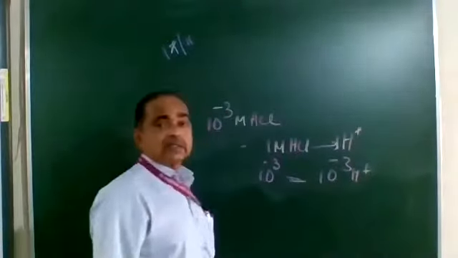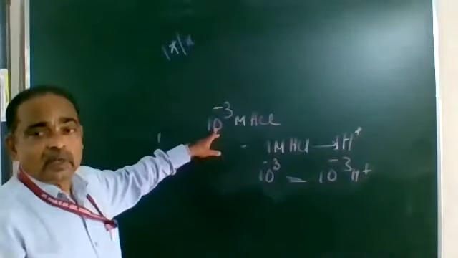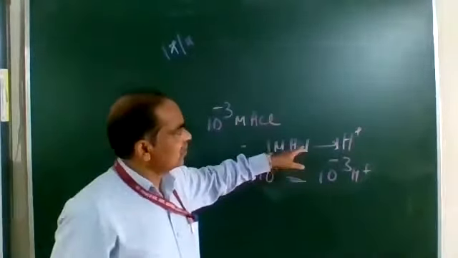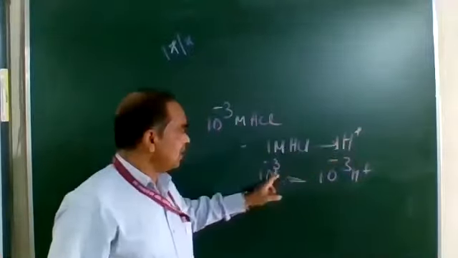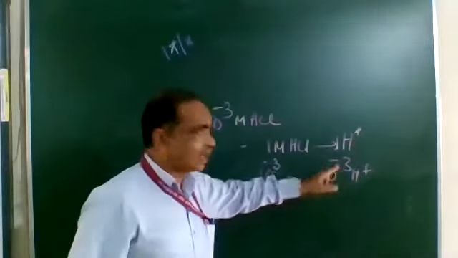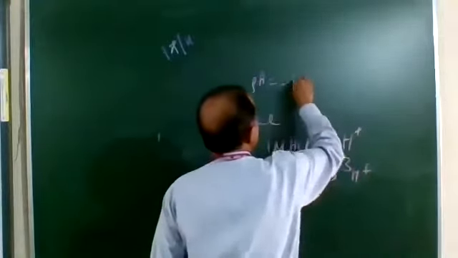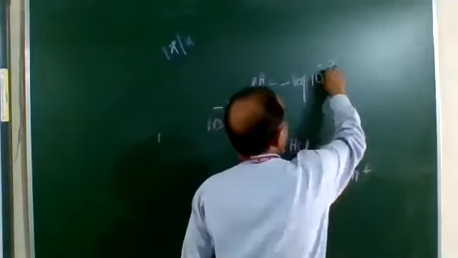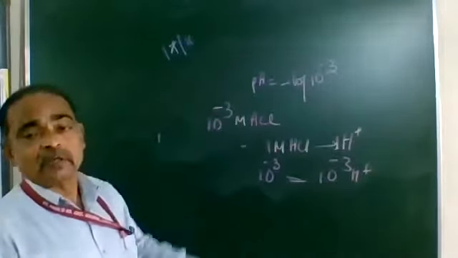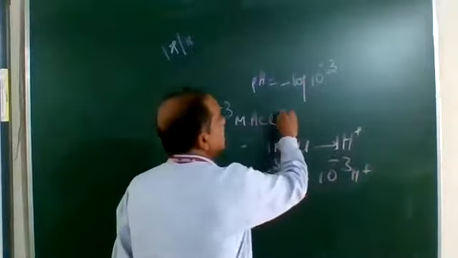Understood how we calculate the amount of hydrogen ions? When 10 to the power of minus 3 molar HCl is taken, the strength is such that 1 molar HCl gives 1 hydrogen ion, and 10 to the power of minus 3 gives 10 to the power of minus 3 hydrogen ions. Therefore, pH is equal to minus log of 10 to the power of minus 3. Understood? And what is the log of 10 to the power of minus 3? It is minus 3.